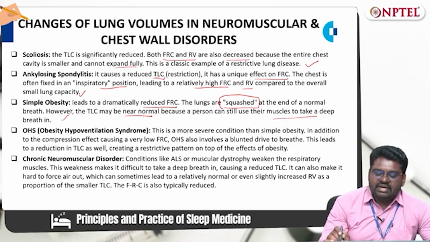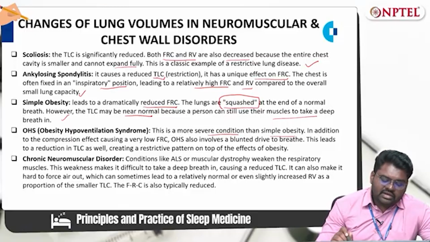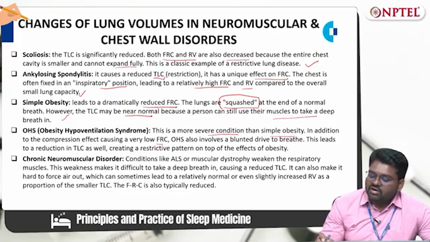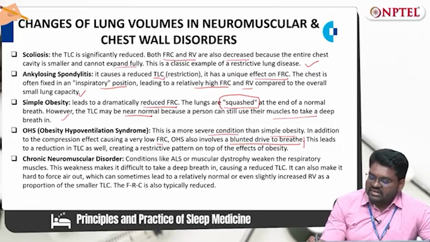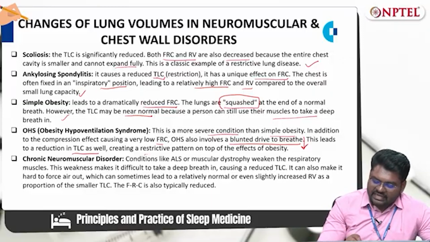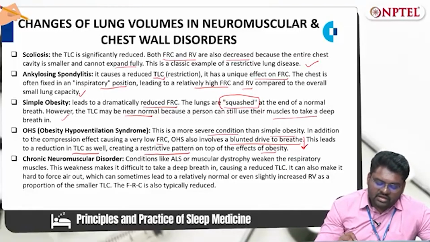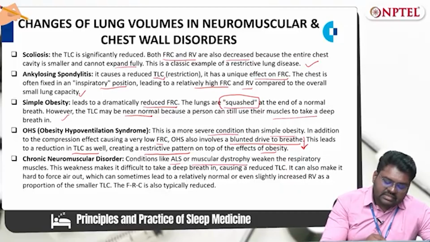Then obesity hypoventilation syndrome. This is a more severe condition than simple obesity. In addition to the compression effect causing a very low FRC, OHS also involves a blunted drive to breathe. So the breathing drive will also be affected in OHS. This leads to a reduction in TLC as well, creating a restrictive pattern on top of the obesity. Then chronic neuromuscular diseases, conditions like ALS or muscular dystrophy, which weaken the respiratory muscles.